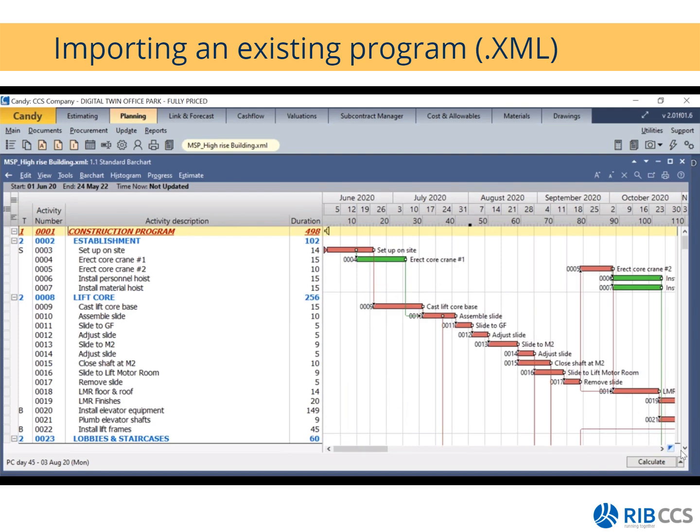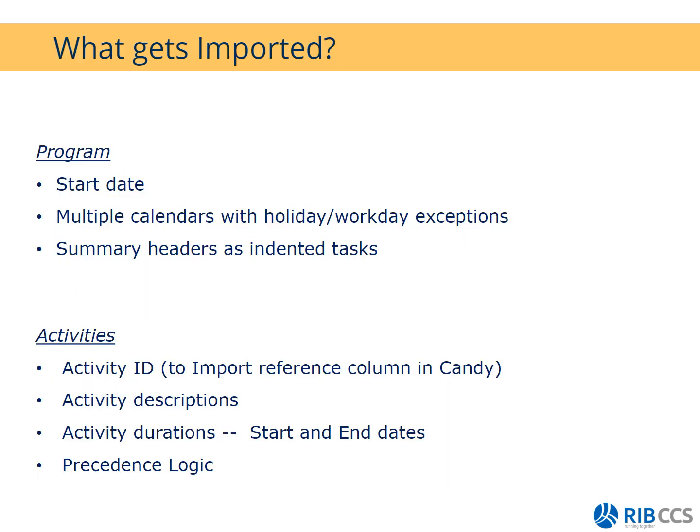So all I need to do is click on the calculate button for each and every bar to move into place. All right. Okay, so we need to just have a look at what gets imported when you do an import from your Microsoft Project program. So let's have a look here. What does get imported are your start date, and multiple calendars with your holidays and workday exceptions. One thing to note here: if you have defined only one calendar on your Microsoft Project or your Primavera program, only that one calendar will get imported.